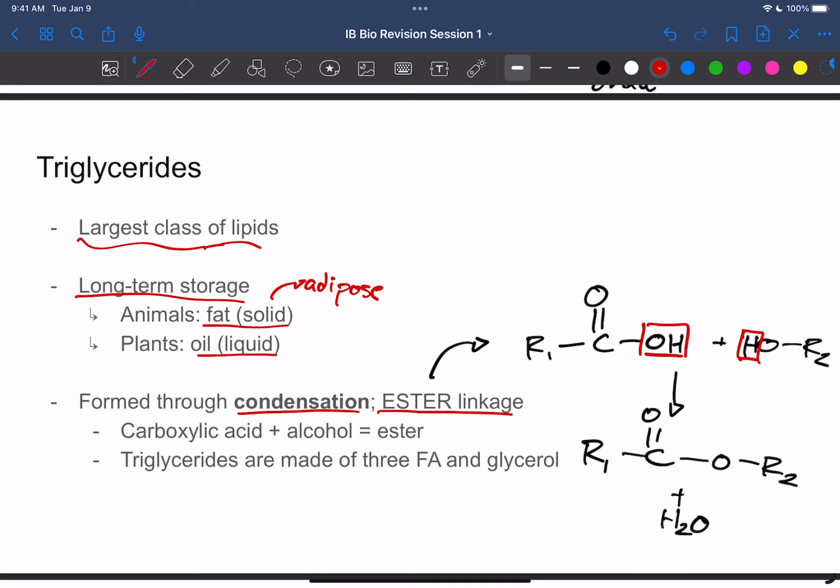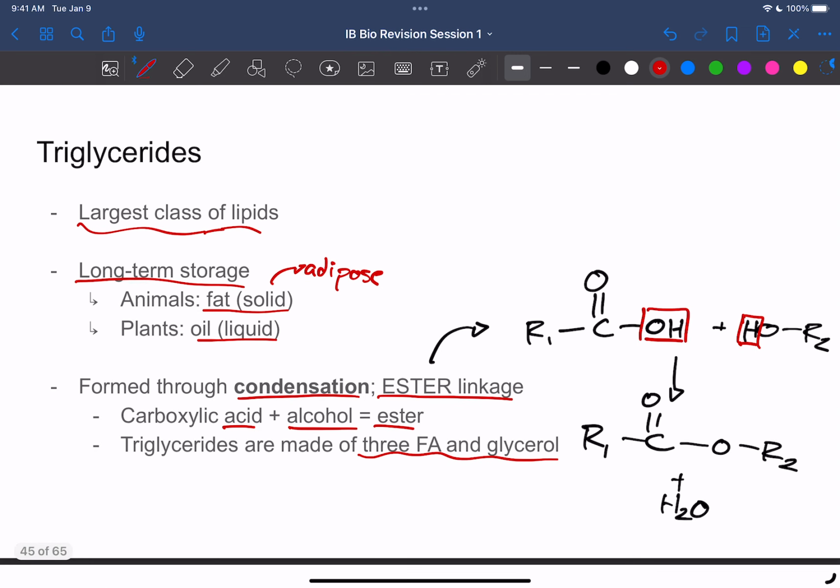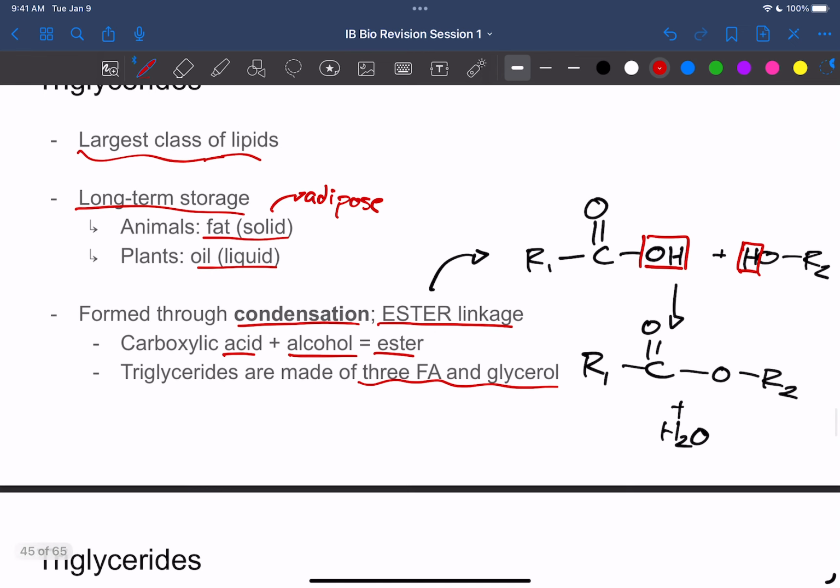And then the resulting structure, it looks like a carboxylic acid, the double bond to oxygen and the single bond to oxygen, but instead of H, it's a different hydrocarbon. So this is what's called an ester linkage, this right here. So like I said, acid plus alcohol gives you ester. Triglycerides are made up of 3 fatty acids and glycerol. And we're going to get into how this is made. First, I'll show you what glycerol looks like.